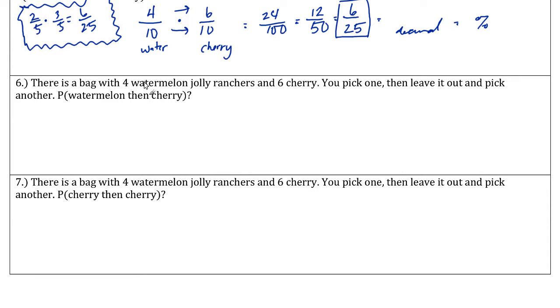There's a bag with 4 watermelon. Okay, same one, 4 watermelon, 6 cherry. You pick one, and then you leave it out, and then you pick another one. All right, so let's think about this. To get the watermelon, it's 4 out of 10, right?